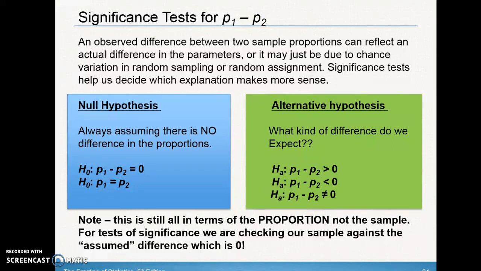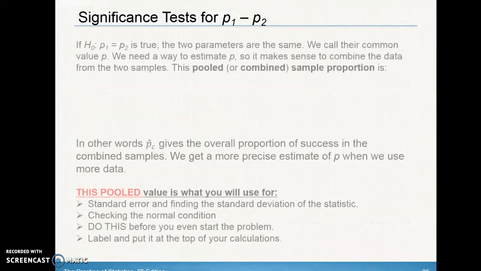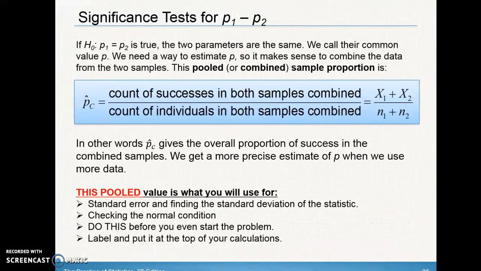Now, keep in mind, once again, cannot state this enough, the null and alternative are always in terms of the population proportion and not the sample. For a test of significance, we are assuming that the difference is 0. And the alternative says, hey, we don't think it's 0, we think they're something else. So how exactly are we going to do your two-sample z-tests for proportions?